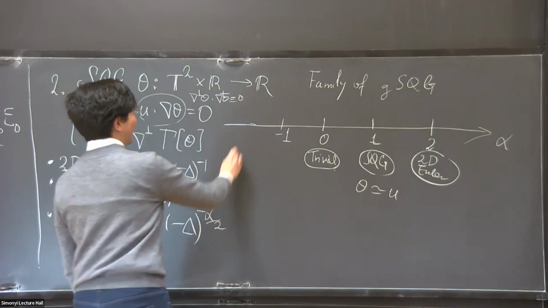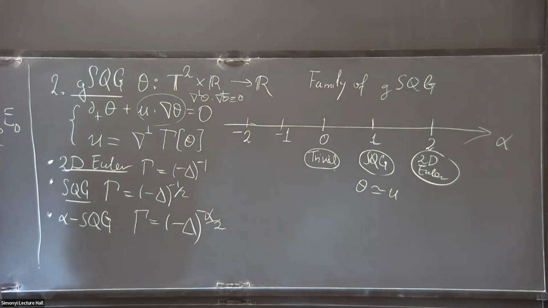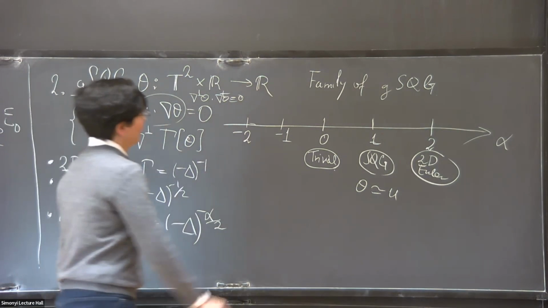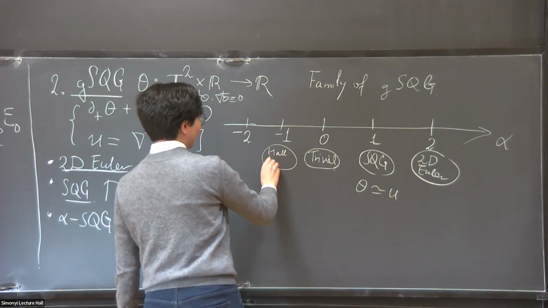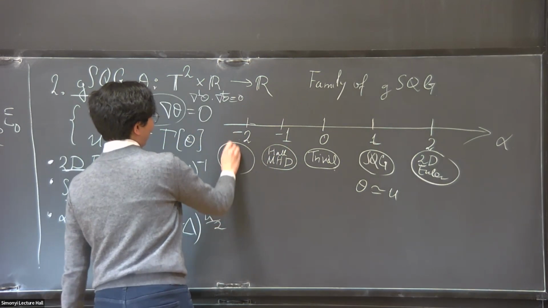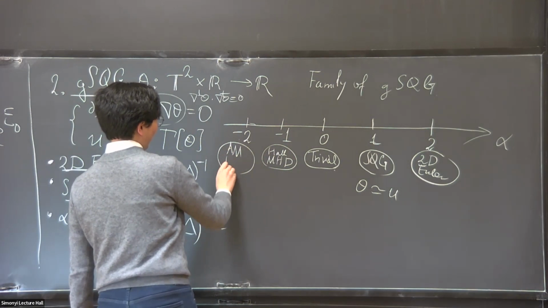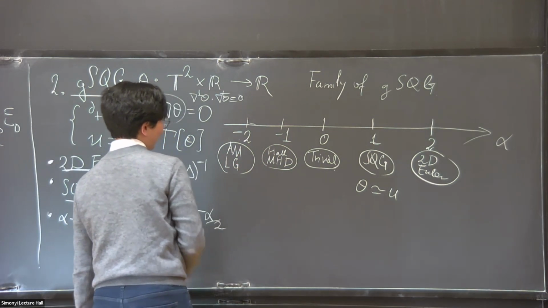And now I will show you that the values -1 and -2 correspond to some physical equations. This corresponds to the so-called Hall MHD, I will explain in a second. And this corresponds to the so-called asymptotic model in the large-scale geostrophic equation.